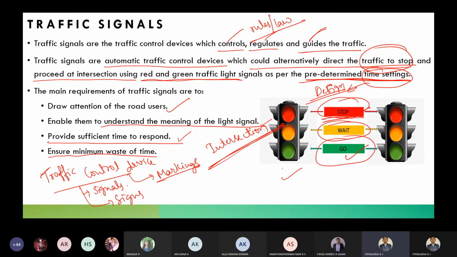Then provide sufficient time to respond. Then ensure minimum waste of time. These are some of the requirements of traffic signals.